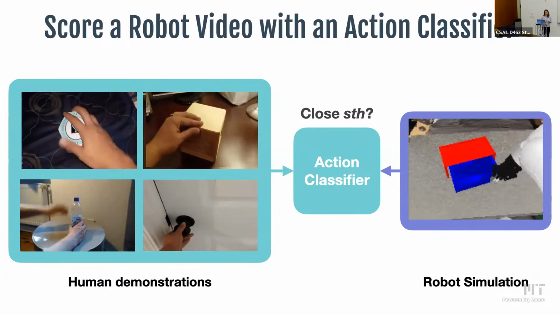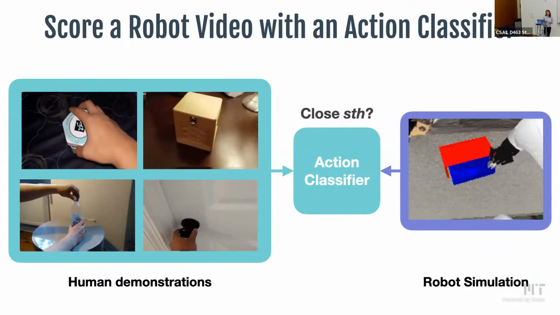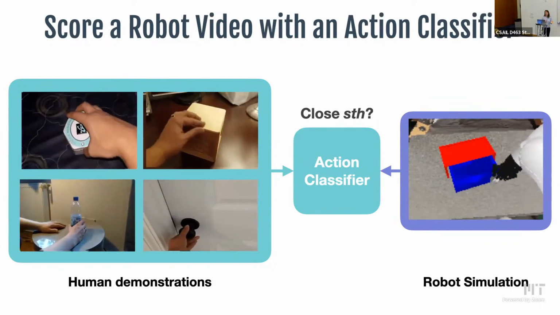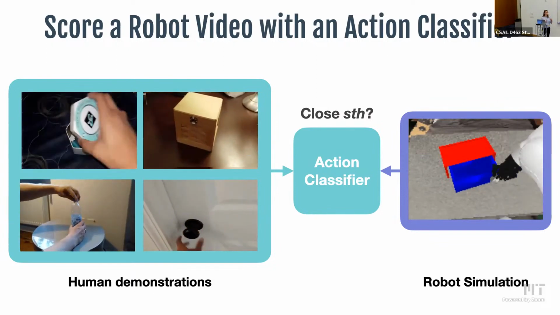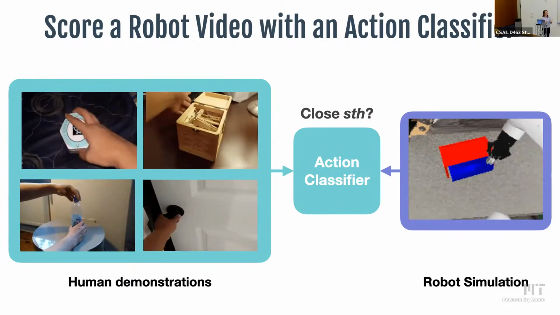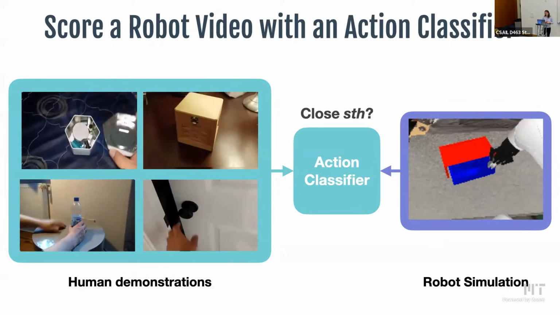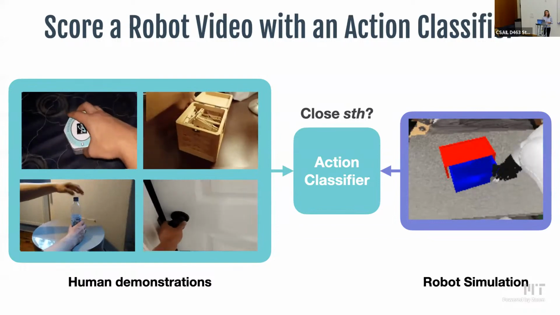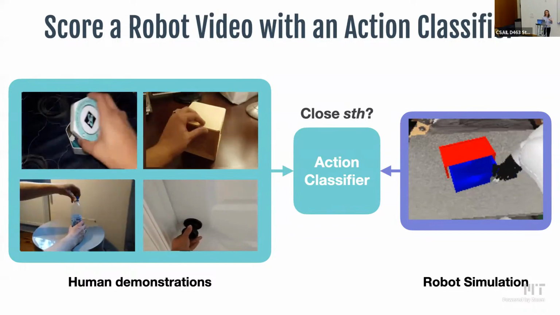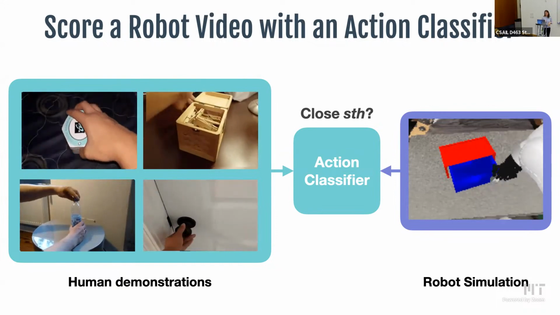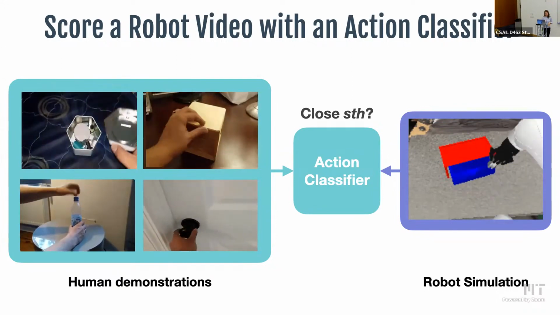And so this score represents how confident the video classifier estimates the robot video to actually show this particular action that we are asking for, of closing something here in this case. And so the way we use that score is we use it as a reward in an RL algorithm to actually learn a policy for this action.